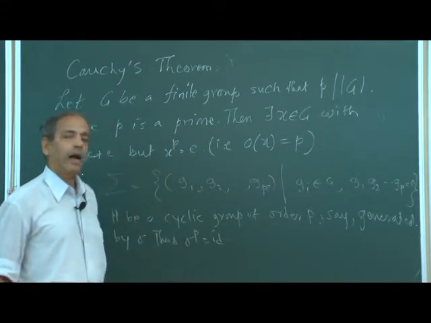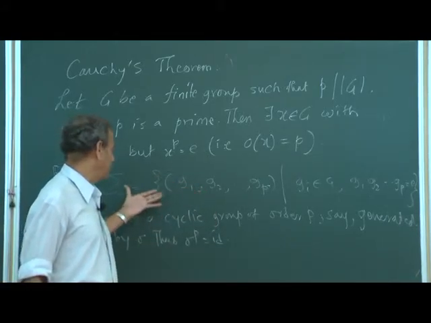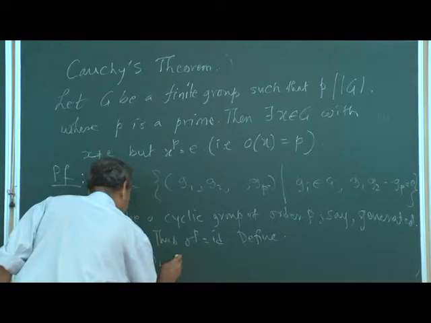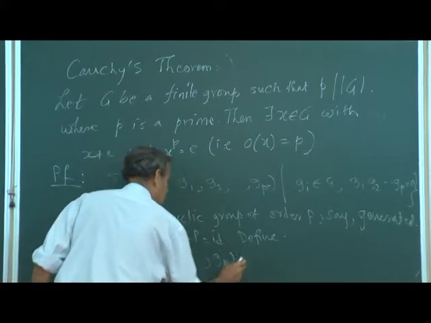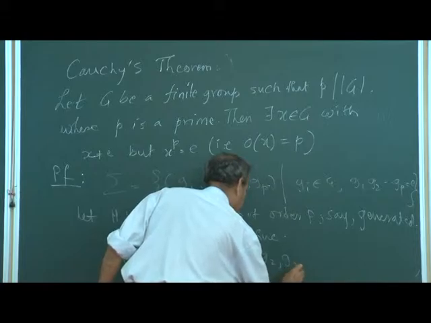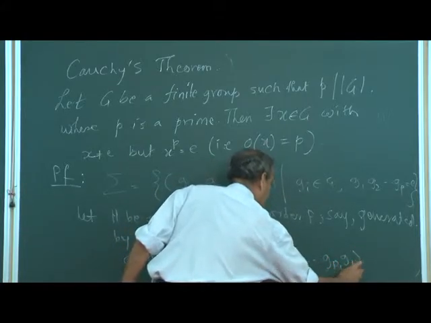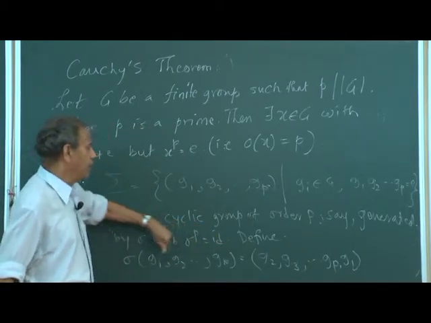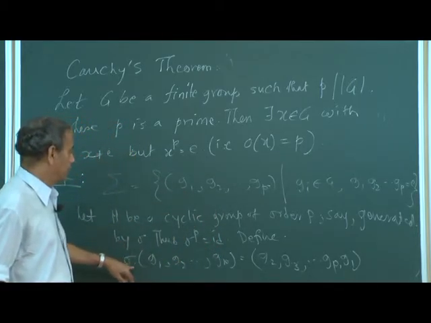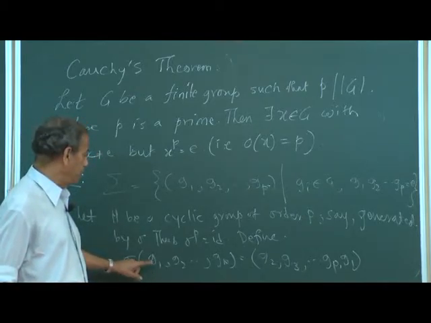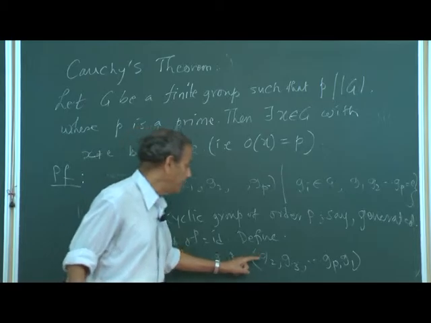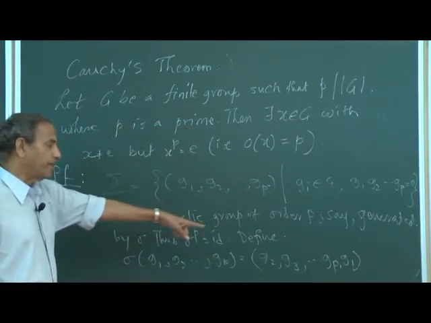Now, this group H, I am going to define an action of H on sigma. Define sigma of (g1, g2, ..., gp) as just one cyclic shift to the left, so it is (g2, g3, ..., gp, g1). You can see that sigma rotates the vector cyclically by one place to the left. Now, we will prove that if the product g1 g2 ... gp is identity, which is what elements of capital sigma are made of, then the shifted product is also identity. So, let us take the product.